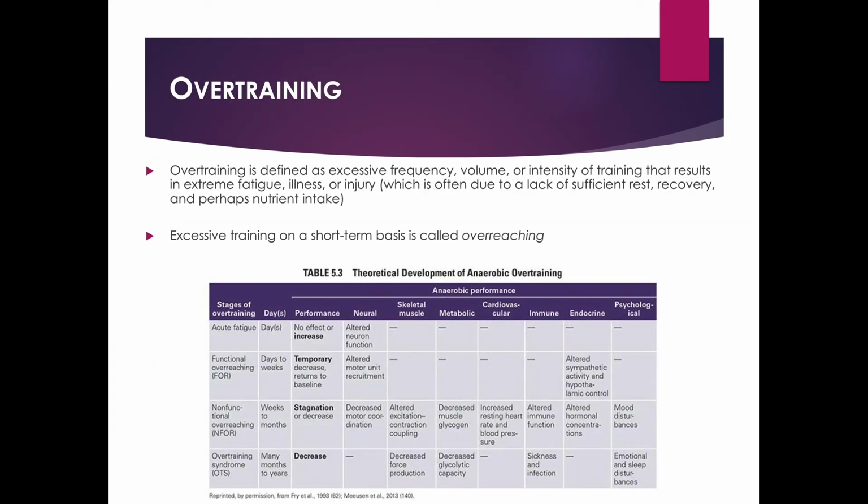Okay, last few things here. Overtraining. This is defined as excessive frequency, volume, or intensity of training that results in extreme fatigue, illness, or injury. This is often due to lack of sufficient rest, recovery, and perhaps nutrient intake. When you're looking at overtraining, though, I always bring this up, overtraining is really only seen in those who've reached their genetic potential. That is, you're well-trained, highly trained, elite level athletes.